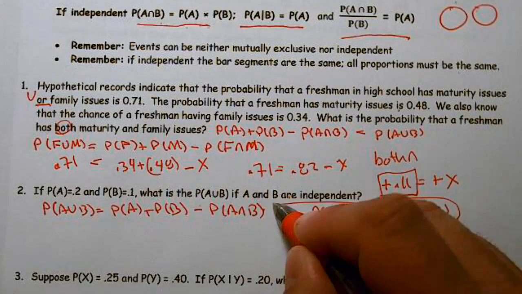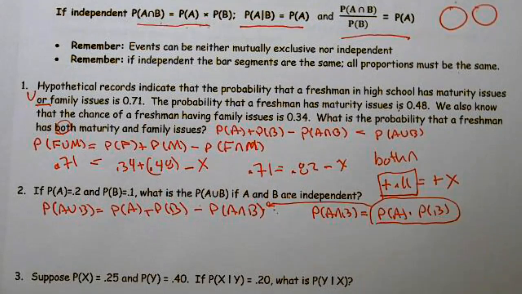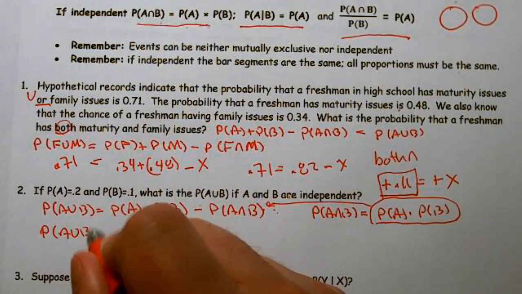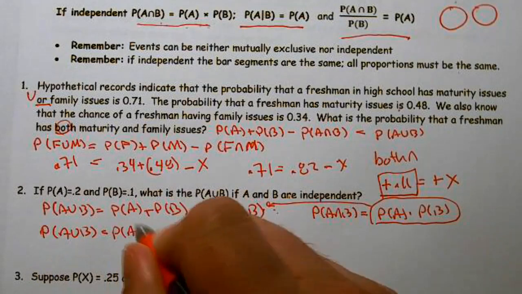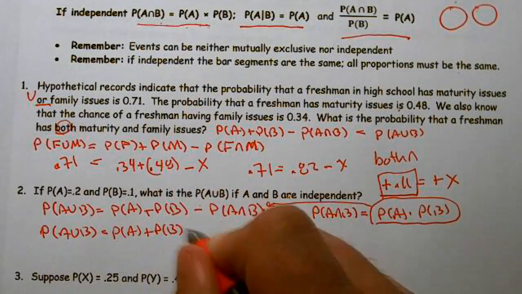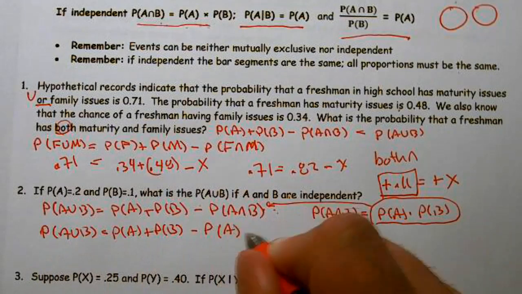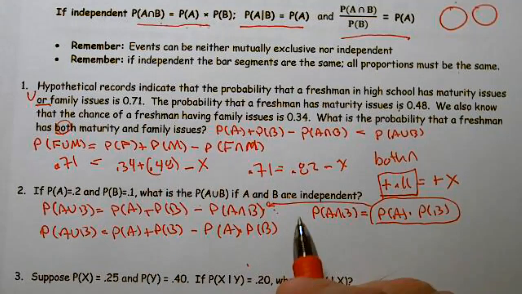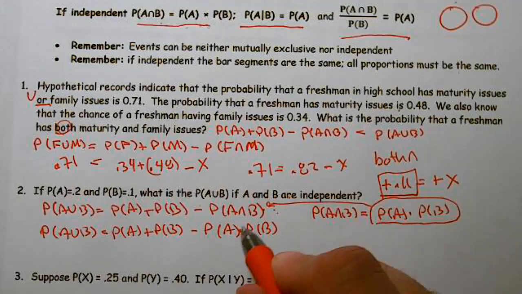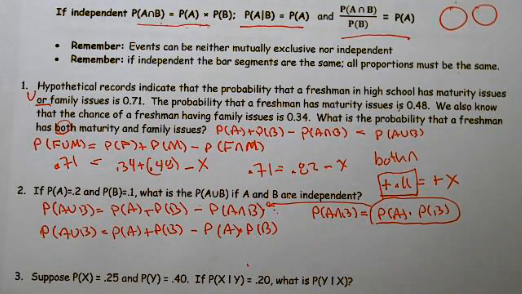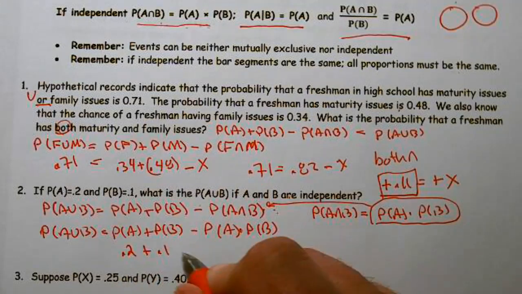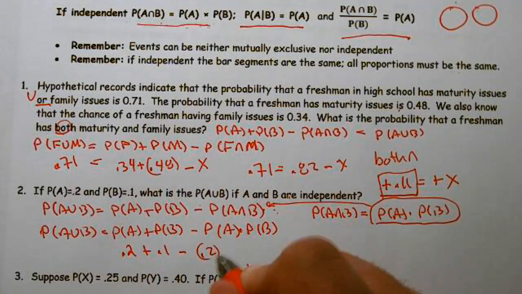I can substitute. There's a good math word right here. And I end up getting the probability of A union B equals the probability of A plus the probability of B minus the probability of A times the probability of B. Now, the only reason I was able to do that is because they told me they were independent. If they don't tell me they're independent, I can't do that. I can only do that when it's independent. So I'm going to start plugging in my values, and I have 0.2 plus 0.1 minus 0.2 times 0.1.